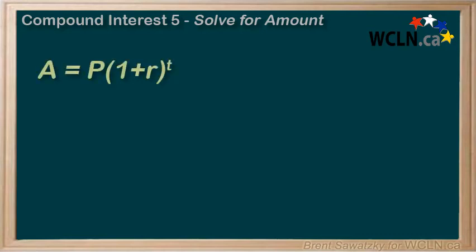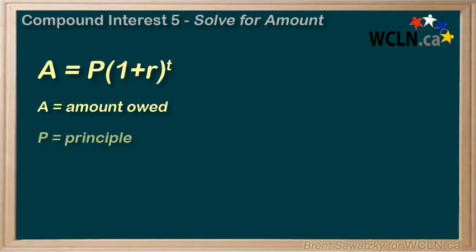It's now time to explore some compound interest questions with our new equation. A equals P(1 plus R) to the power of T. A equals the amount owed at a particular time. P equals the principal, or the original amount borrowed. R is the interest rate, and T is the time involved in this loan.